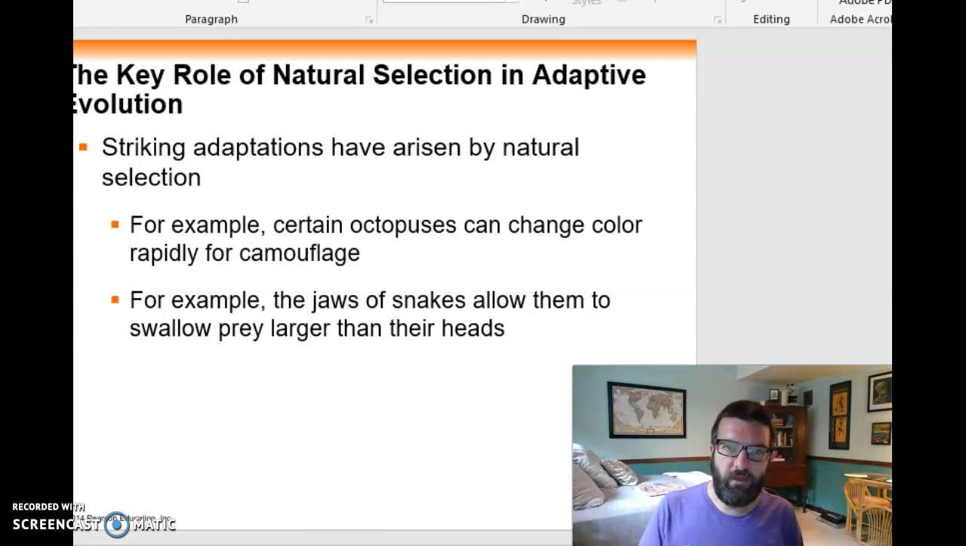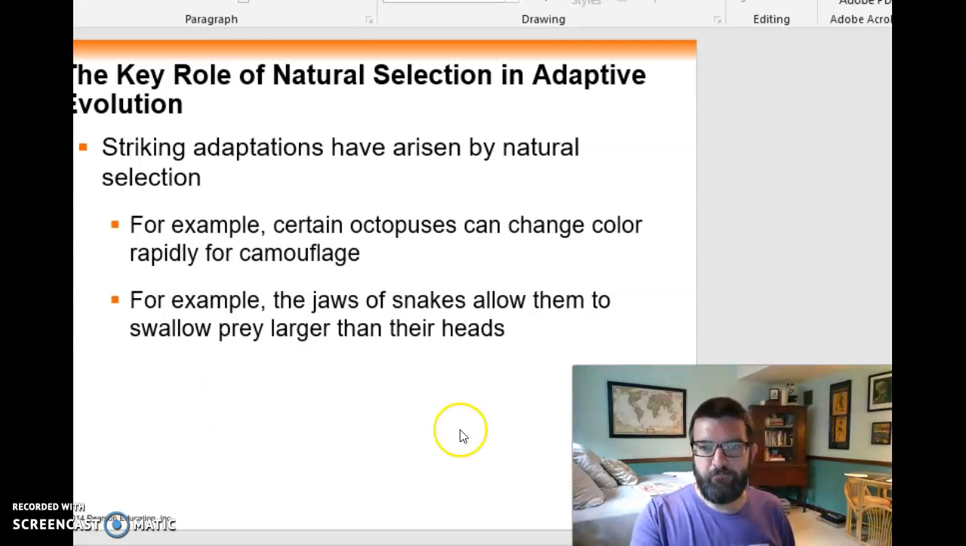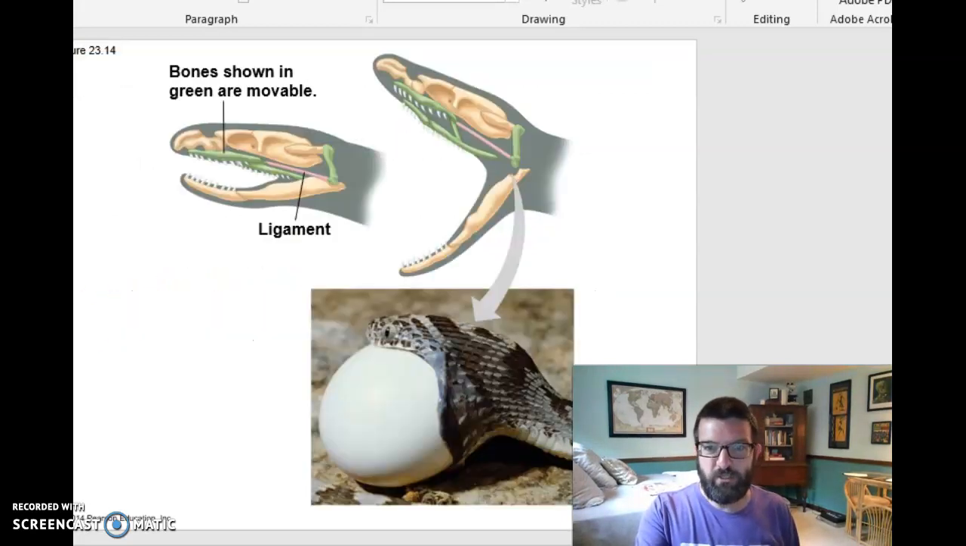And across the billions of years of evolution by natural selection that we've seen on this planet, wild things have evolved. Certain octopuses can change color like that. They have these cells called chromatophores in their skin that can allow them to almost instantaneously change color for camouflage and also for communication. Snakes can literally unhinge their jaws so that they can eat prey that is larger than their head.